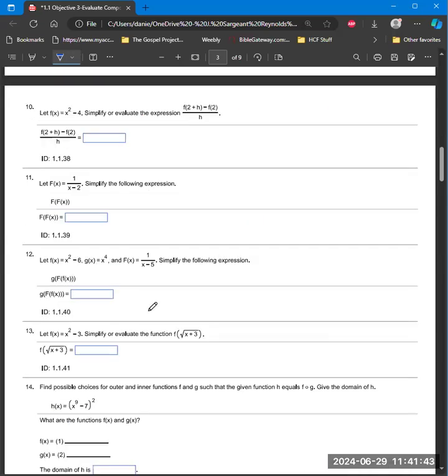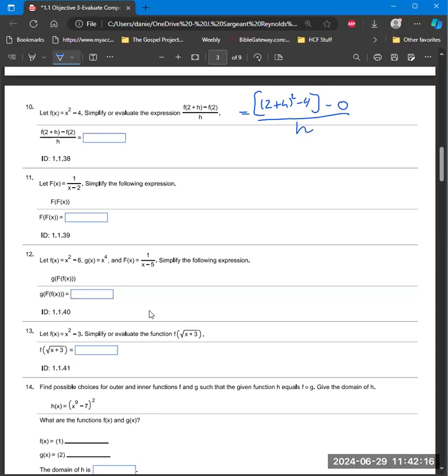This gets into something that looks like a difference quotient here. f of x is equal to x squared minus 4. Simplify the expression f of 2 plus h minus f of 2 over h. So this is going to be 2 plus h squared minus 4, minus, and then when I stick in 2, 4 minus 4 is 0, over h.